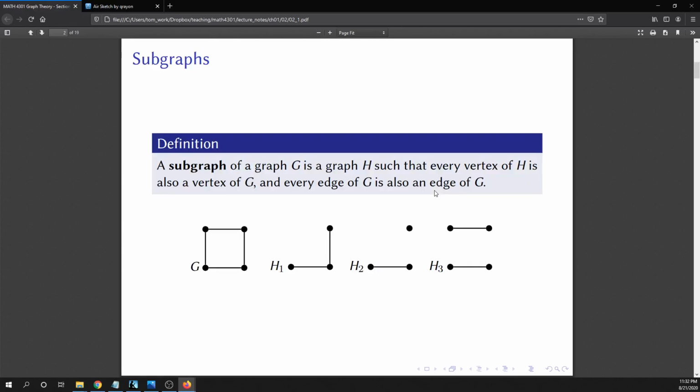first off, subgraphs. A subgraph of a graph G is a graph H, such that every vertex of H is also a vertex of G, and every edge of G is also an edge of G. Let's see, that's not quite right there. Every edge of H, this should say, is also an edge of G. So there's a typo there. Let me just fix that really quickly.